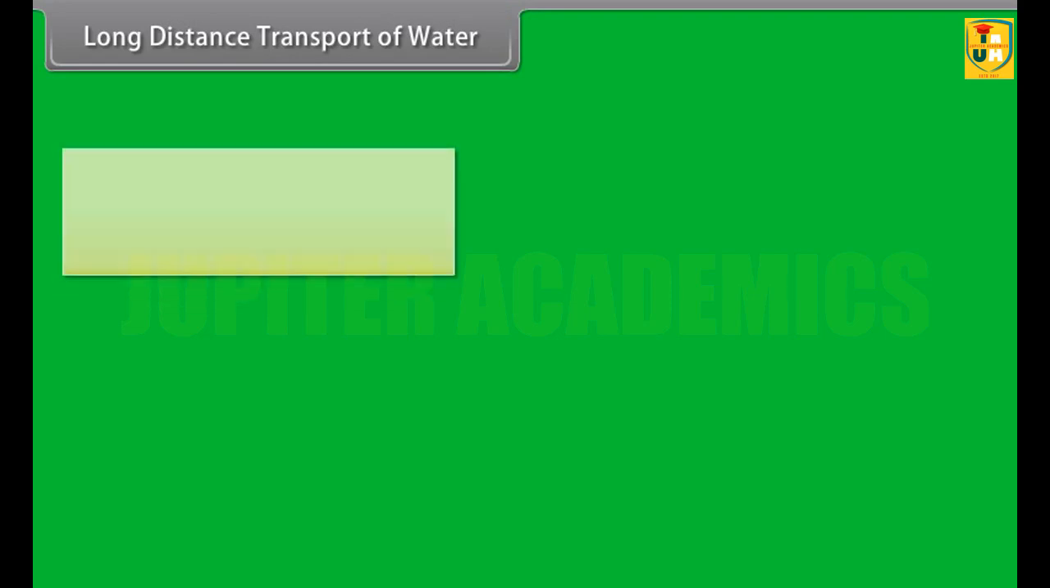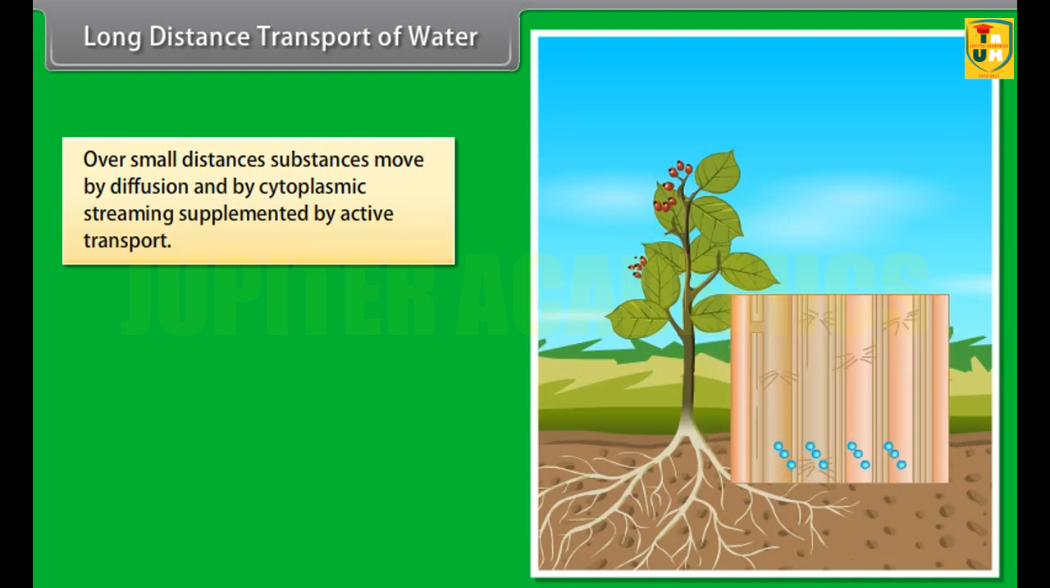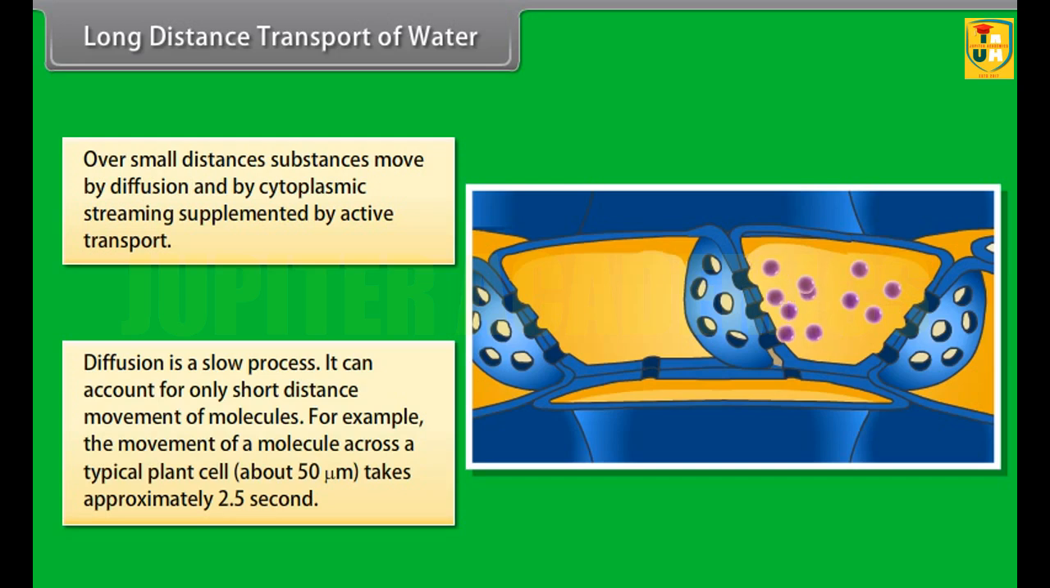Friends, as we all know, over small distances, substances move by diffusion and by cytoplasmic streaming, supplemented by active transport. Long-distance transport of substances within a plant cannot be by diffusion alone. Diffusion is a slow process. It can account for only short-distance movement of molecules. For example, the movement of a molecule across a typical plant cell takes approximately 2.5 seconds.